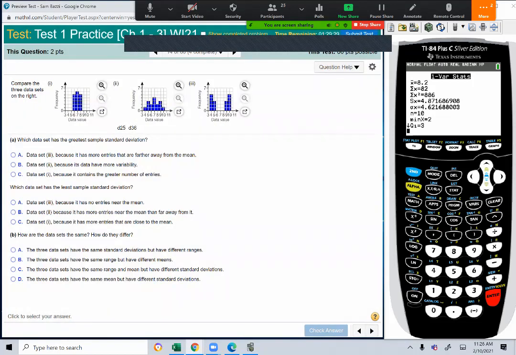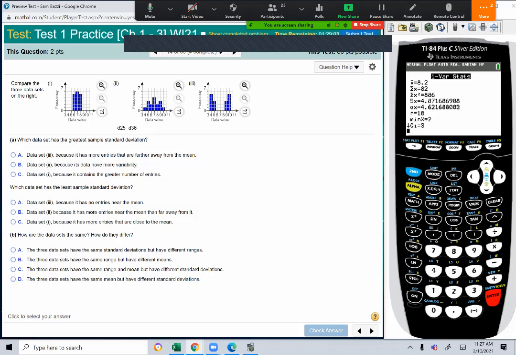Okay, which data set has the greatest standard deviation? The larger the standard deviation, guys, the more widely spread the data. So which one has the largest standard deviation, where the data is more spread out? Which one do you think, guys? 1, 2, or 3?